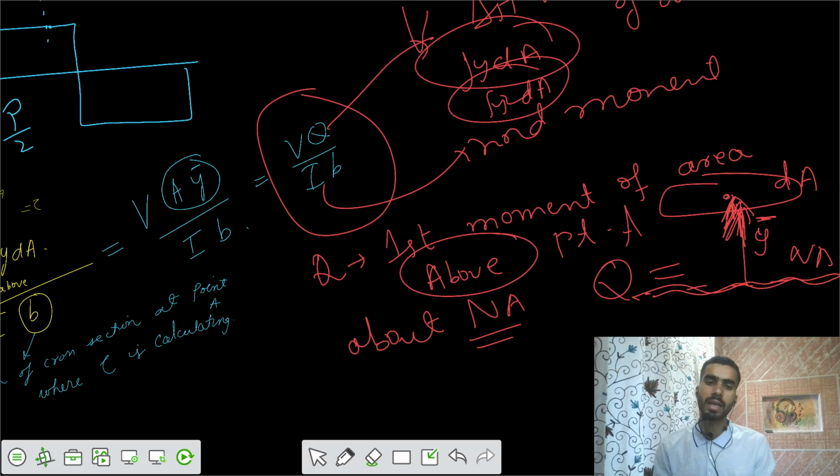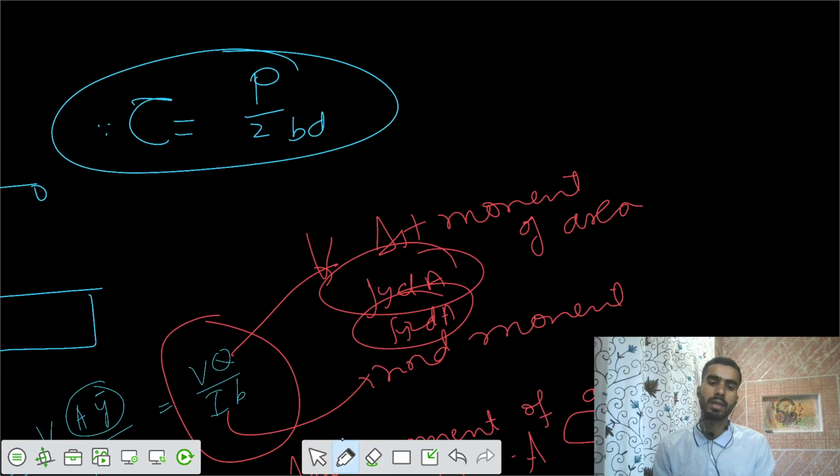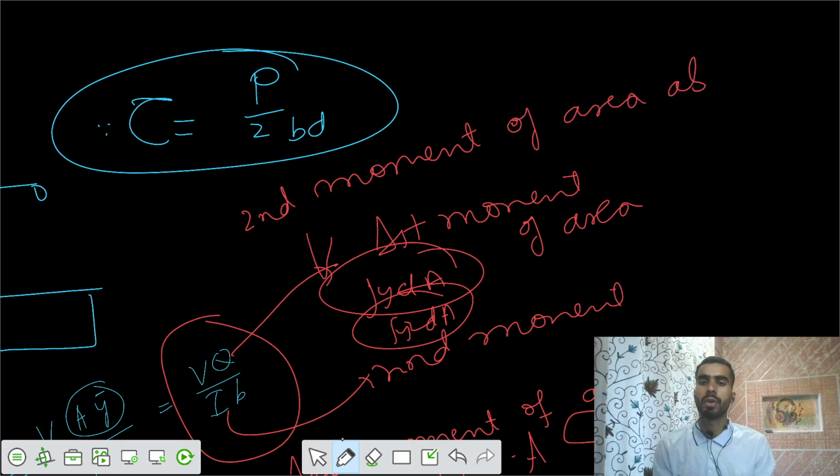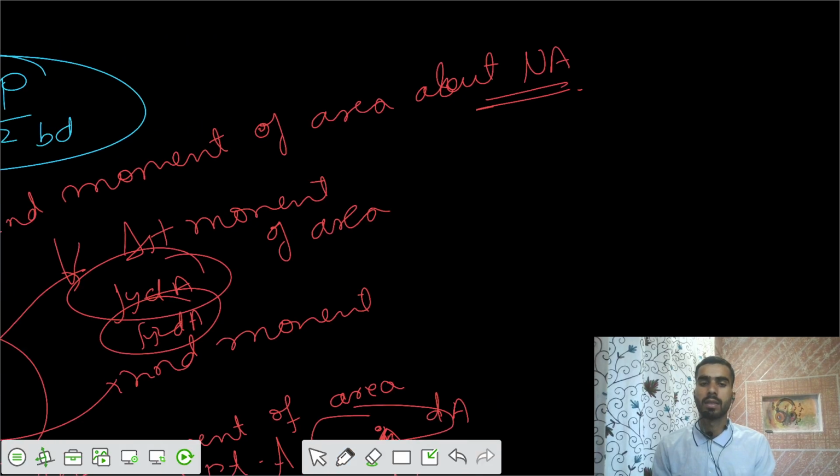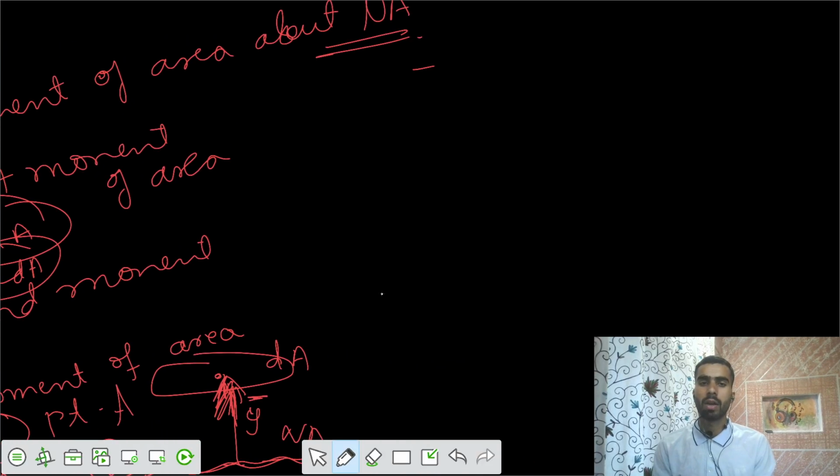And the next one is the value of I. The value of I is the second moment of area, about the neutral axis. So we have that. One is your I, and the next is your Q, that's A y bar, and the other is your integral y squared dA. This one is your y dA.